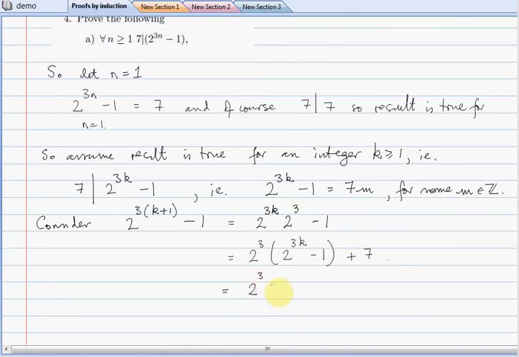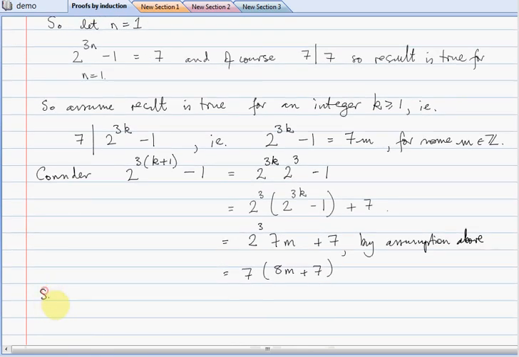So this now can be rewritten as 8 times 2 to the power 3k minus 1, plus 7, which is 8 times 7m plus 7. So that's true by the assumption above. And this is clearly divisible by 7 because this is 7 times 8m plus 1.